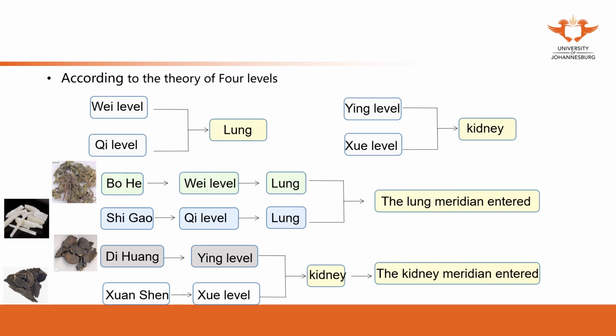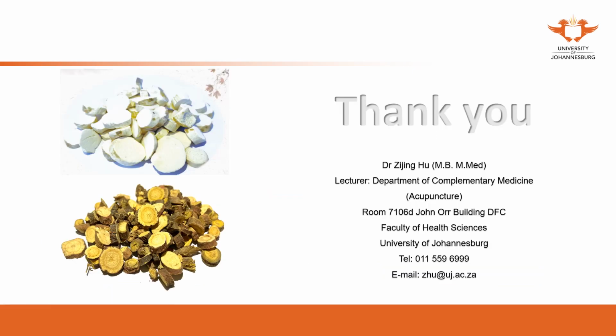Until now, we have introduced the natures, the flavors, and the meridian tropism of the herbs. When you combine these different tropisms, you will understand why we use different herbs for different conditions. When you combine these different theories together, you will see how we can choose different herbal medicine for different conditions.